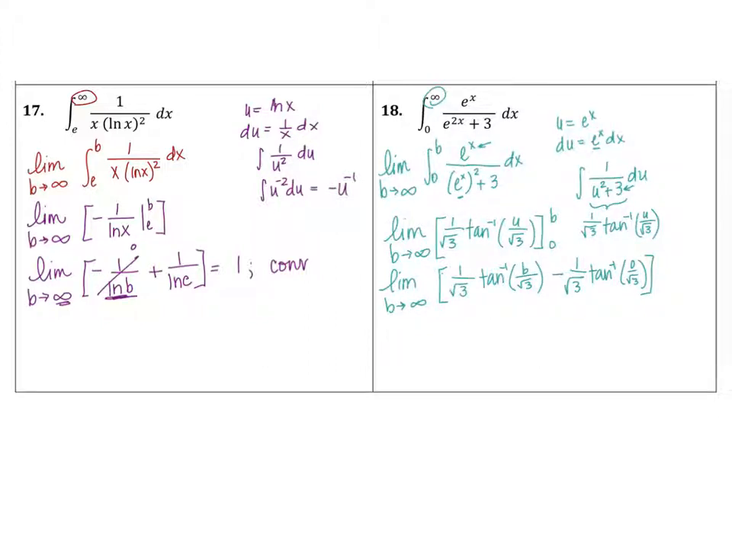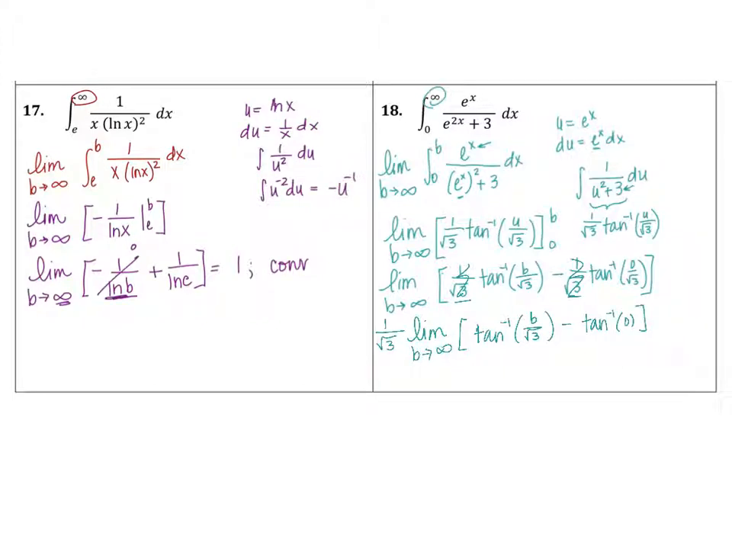All right, so b is tending toward infinity. Now, one thing we can set aside here, notice there's a 1 over root 3. So I'm going to pull that out, 1 over root 3, so that we're just looking at our limit now as b approaches infinity. That way, try to ease some of this up. And then we're going to have inverse tangent of b over root 3, and then minus inverse tangent of 0.